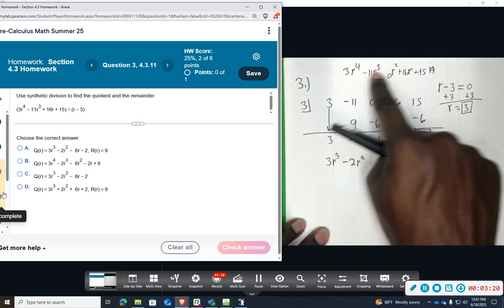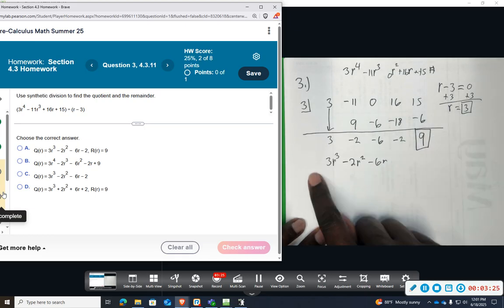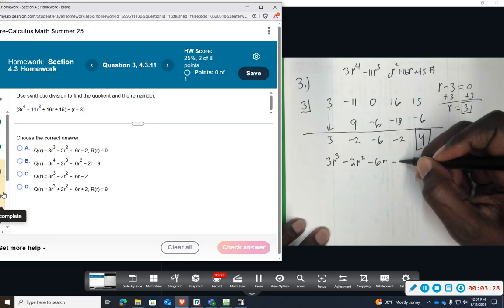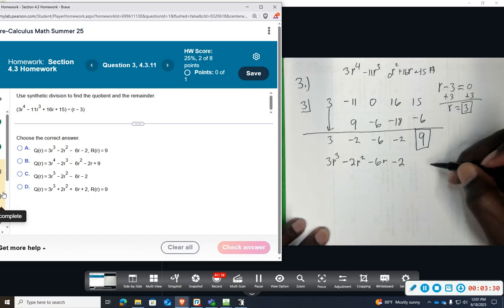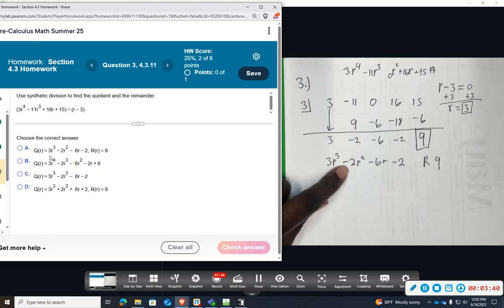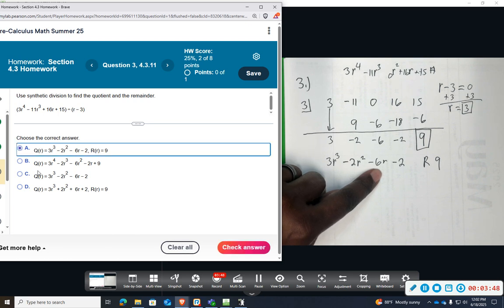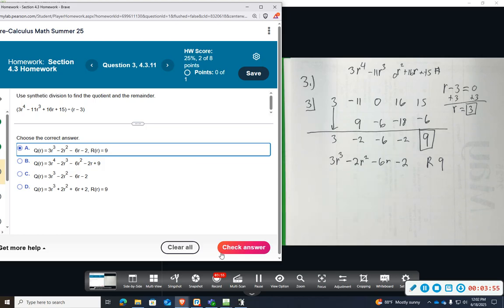So just again counting down. Then I'm going to have a minus 6r, and then just a constant term, minus 2, and then this 9 is my remainder of 9. So for my quotient, I'm looking for 3r cubed minus 2r squared minus 6r minus 2 with this remainder of 9. So A looks good, that's to the fourth. That doesn't have the remainder, and this does not have the correct signs.